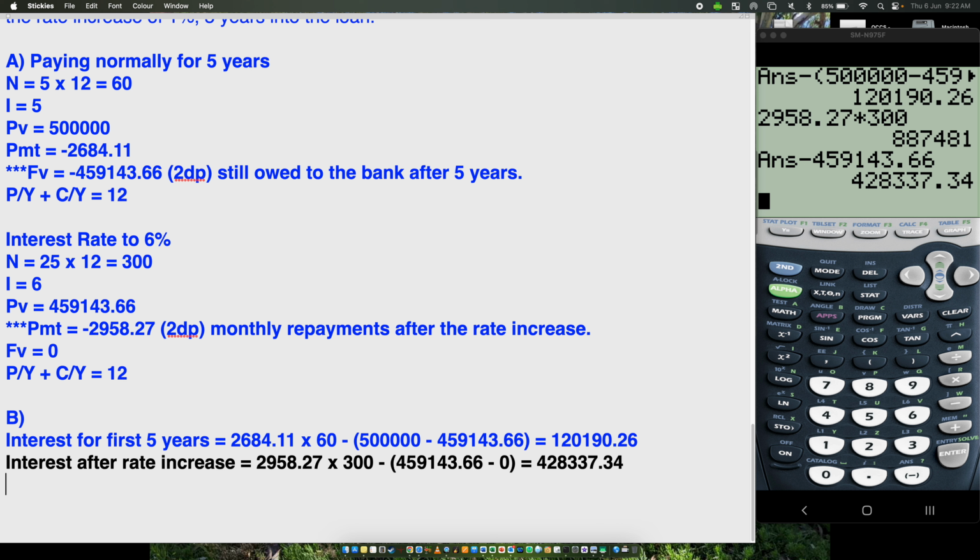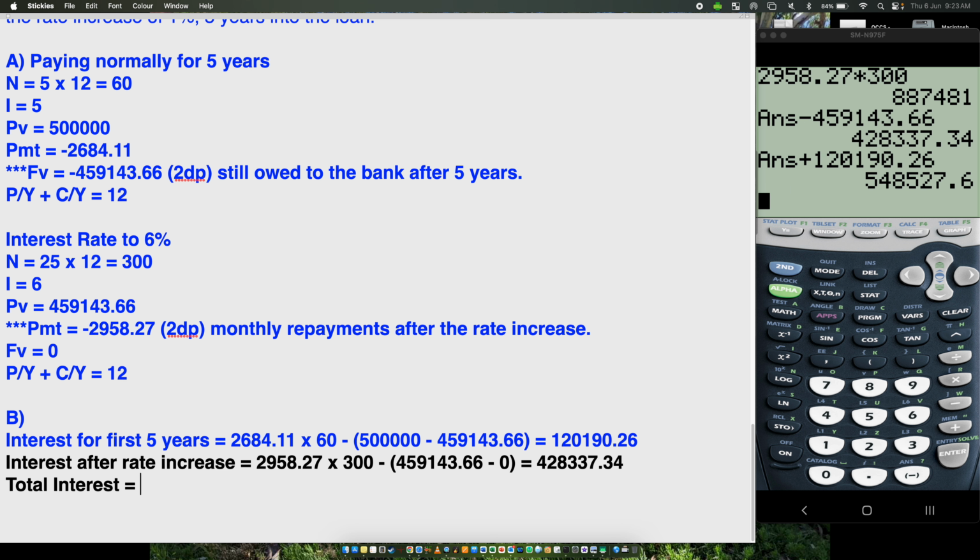Total interest equals 428,337.34 plus 120,190.26, which is $548,527.60 total.